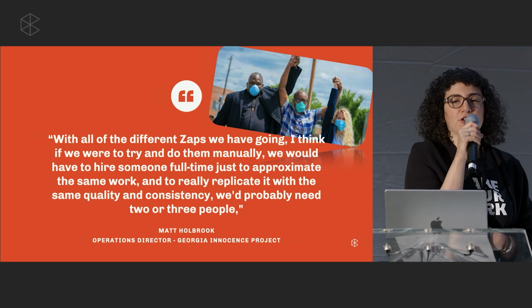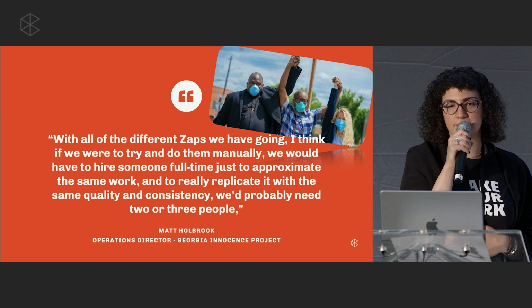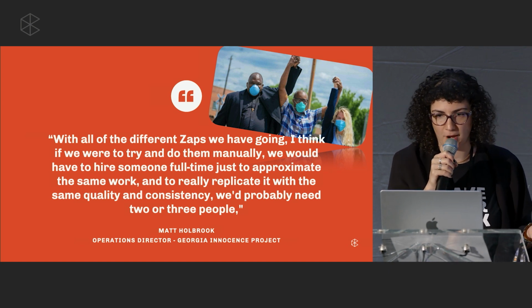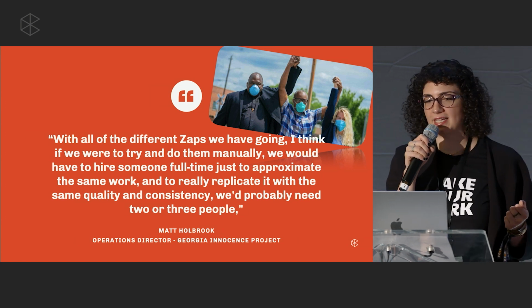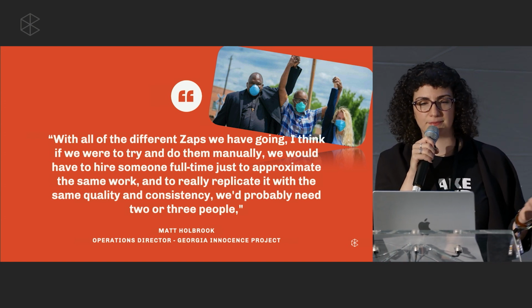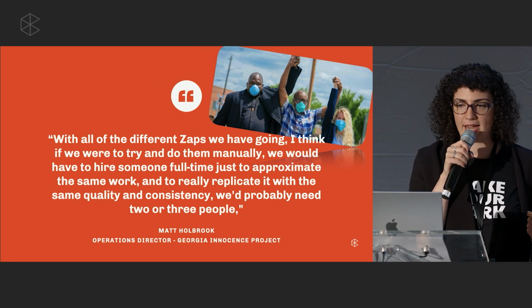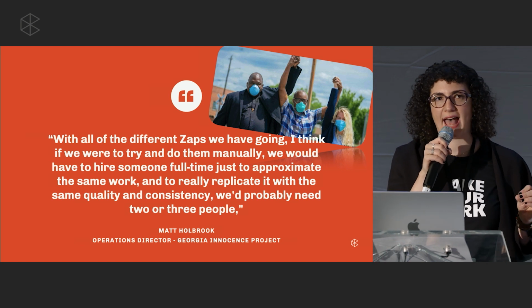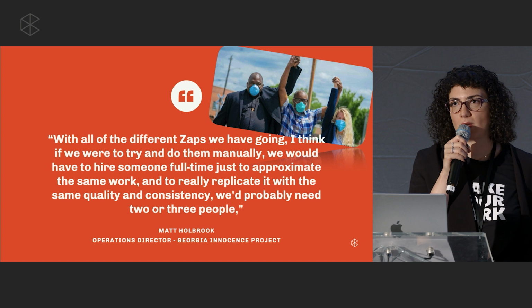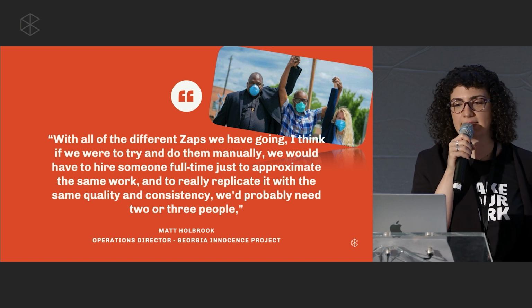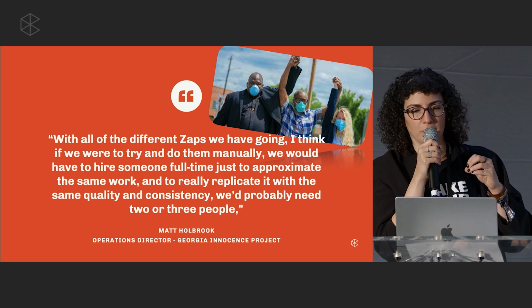Now, the Georgia Innocence Project is a great example of what can be achieved by using Zapier and Clio in conjunction. For those unfamiliar with the Georgia Innocence Project, they are a volunteer-run organization whose mission is to save wrongfully convicted people from doing time in jail. According to Matt Holbrook, their director of operations, they would have to hire at least one full-time employee to do all the tasks they've set up Zapier to do. And he goes further to say that if they wanted all those tasks done with the same level of consistency and quality, they would likely need 2 to 3 full-time employees.